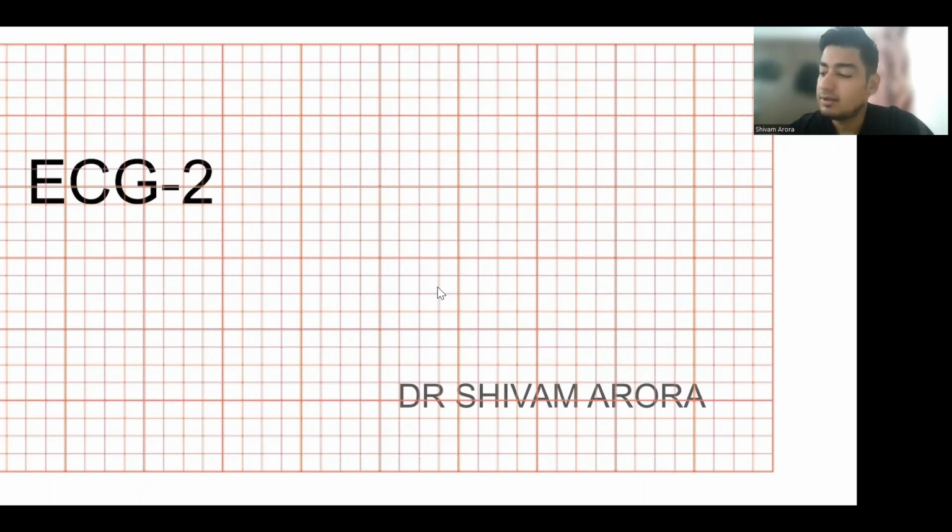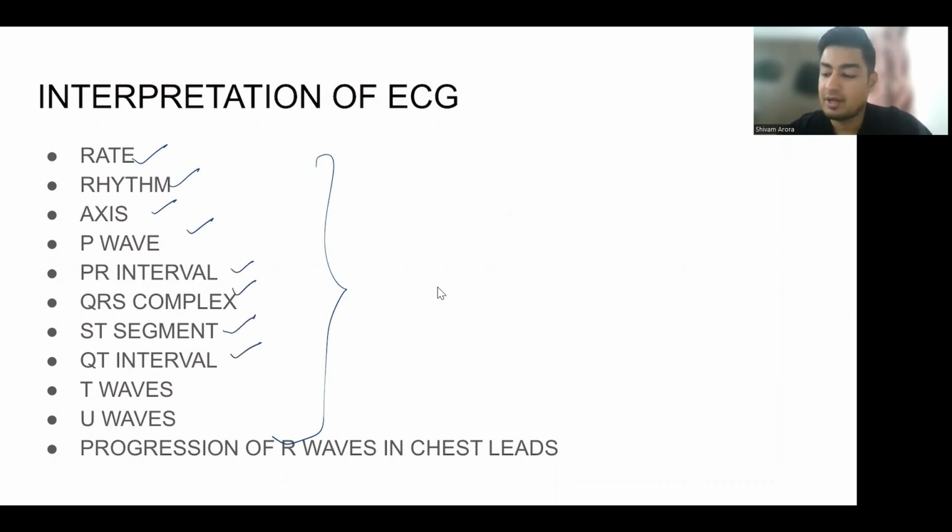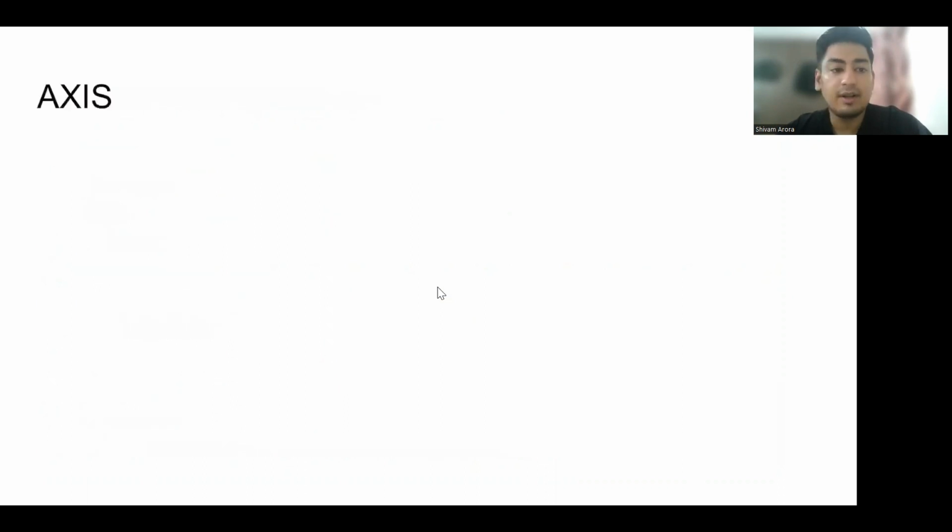Hello everyone. So today we will continue this series of lectures on ECG. We have already discussed that in interpretation of an ECG we'll look for these 11 things: rate, rhythm, axis, P wave, PR interval, QRS complex, ST segment, QT interval, T wave, U wave and progression of R wave in chest leads. So till now we have discussed rate and rhythm. Now we'll continue with axis.